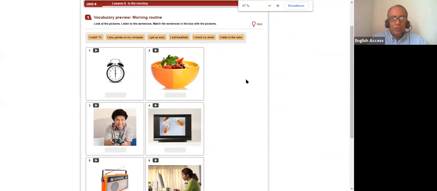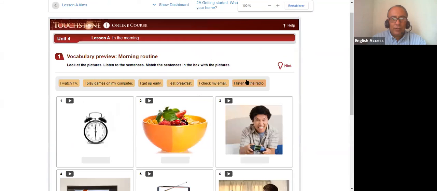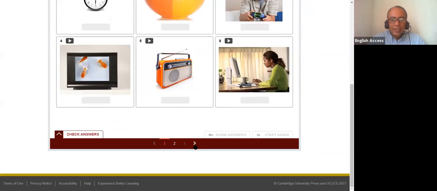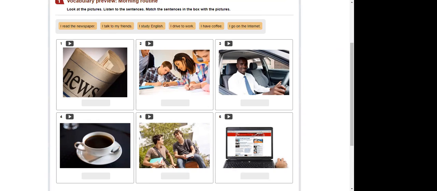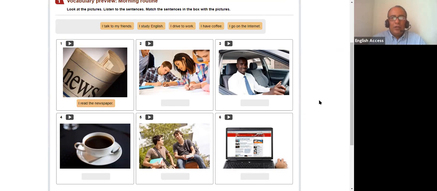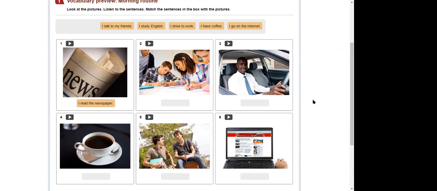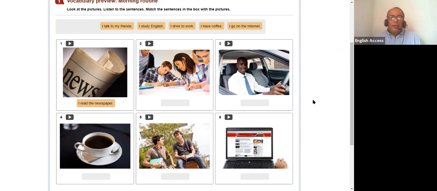And maybe let me show you this also. You can click in this arrow to go ahead for more exercises, more vocabulary. What is I read the newspaper? ¿Qué será I read the newspaper? Leo el periódico. Right here. I read the newspaper. Exactly. Okay, Fatima, can you do the next, number 2? What is number 2? Study English. Okay, click on that. Move the correct word to the box. Pacheco, number 3.